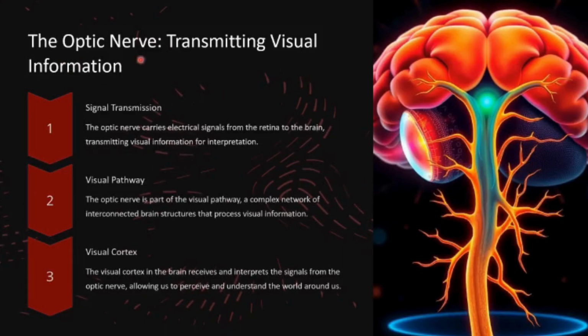Moving on to the optic nerve, transmitting visual information. The optic nerve is a bundle of nerve fibers that carries the visual information from the retina to the brain. It is a pathway that receives information from one side and relays it to the other. It originates at the optic disc where ganglion cell axons converge. The optic nerve crosses partially at the optic chiasma, where information from the nasal retina, the medial side of each eye, crosses to the opposite side of the brain.